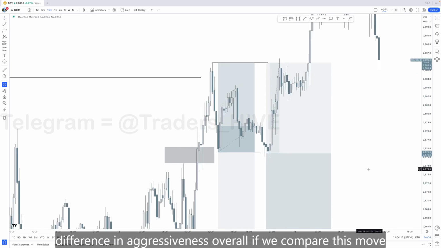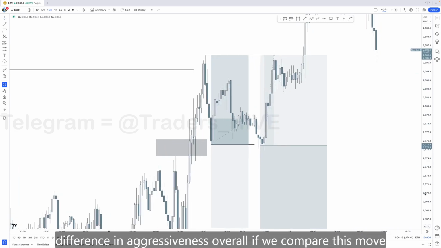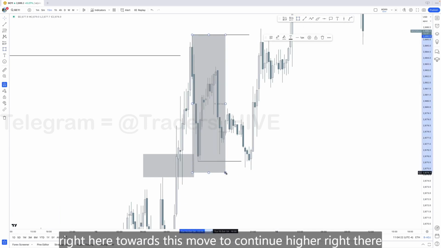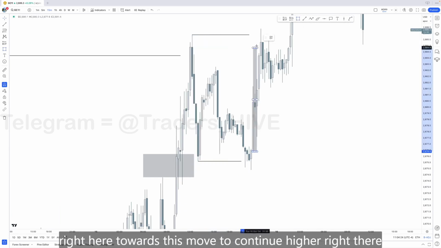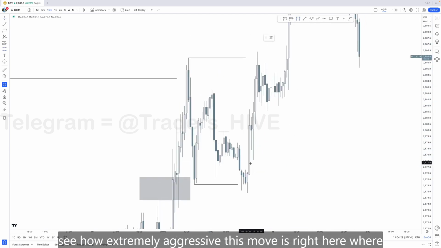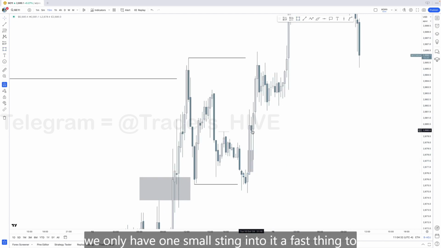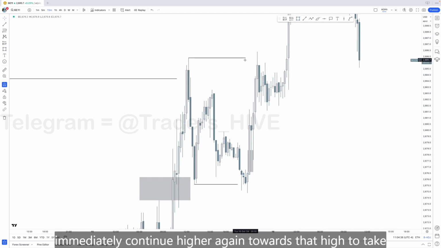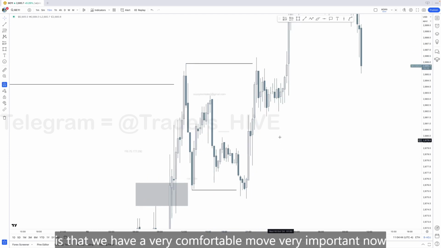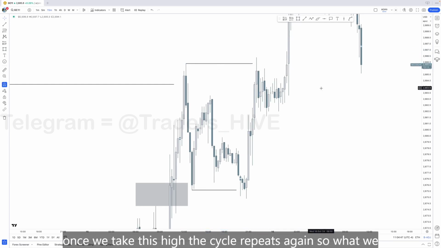Now look at the difference in aggressiveness overall if we compare this move right here towards this move to continue higher right there. See how extremely aggressive this move is right here, where we only have one small sting into it, a fast sting to immediately continue higher again towards that high to take that liquidity right there. That is an aggressive versus a comfortable move. Very important. Then once we take this high, the cycle repeats again.